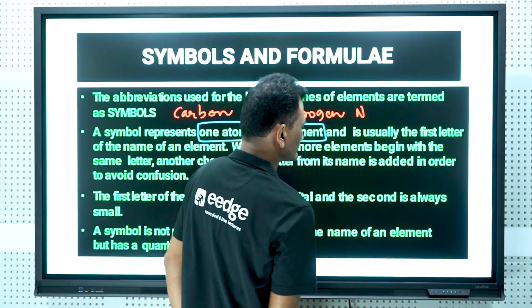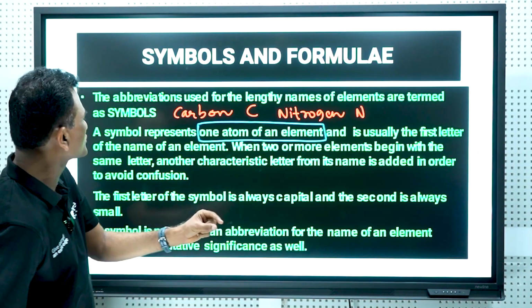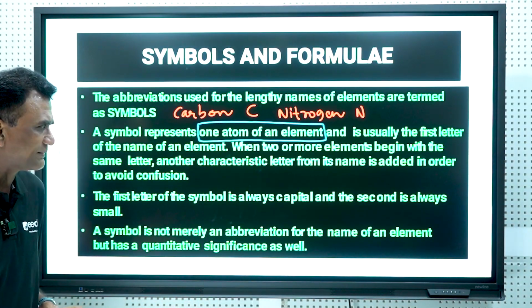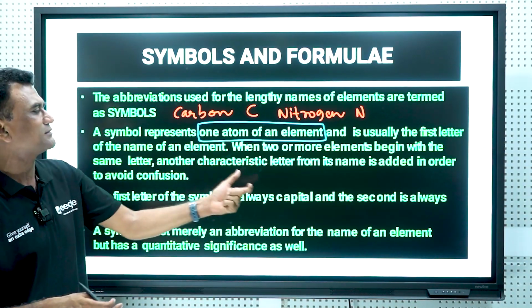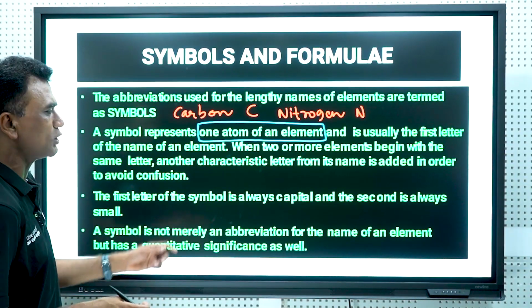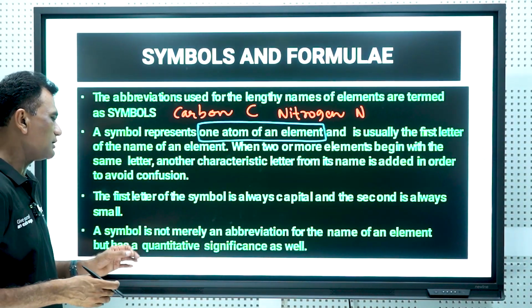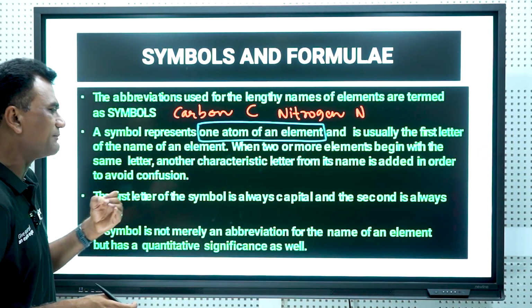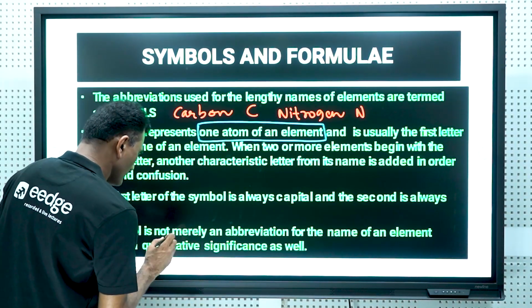So a symbol represents one atom of an element and is usually the first letter of the name of the element. When two or more elements begin with the same letter, another letter is added to it in order to avoid confusion. The first letter is always capital and the second is always small. A symbol is not merely an abbreviation for the name of an element but has a quantitative significance.